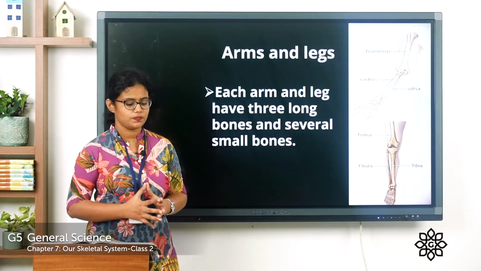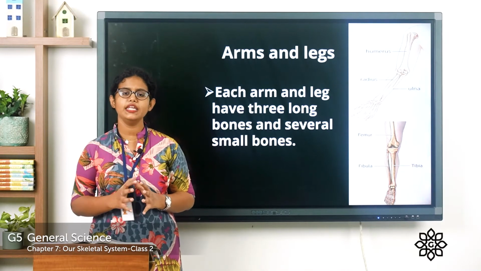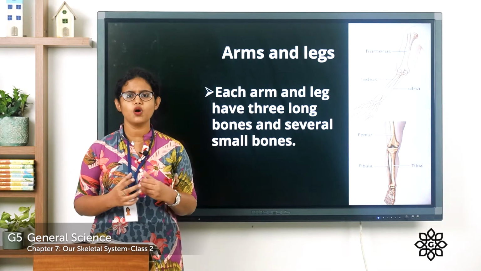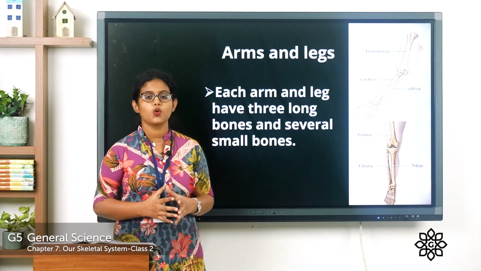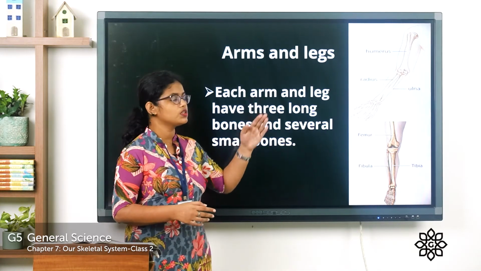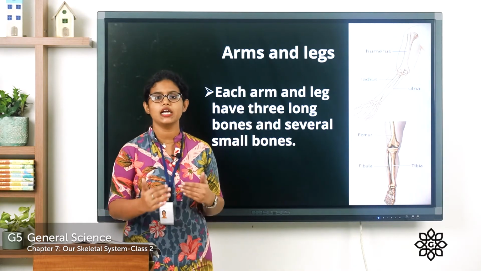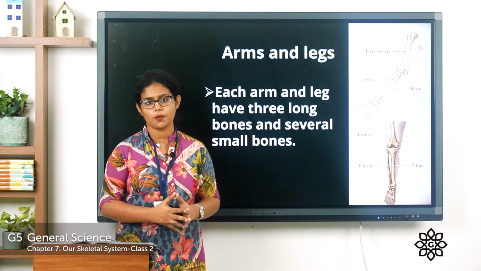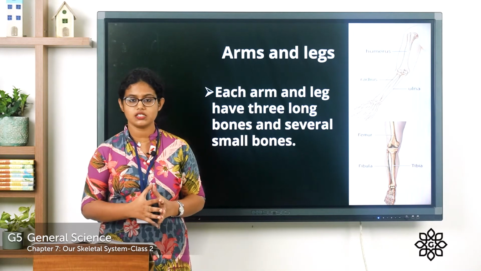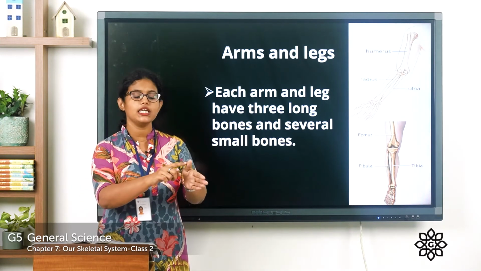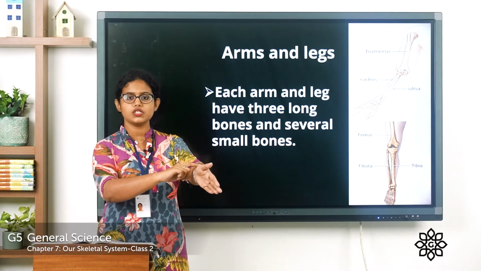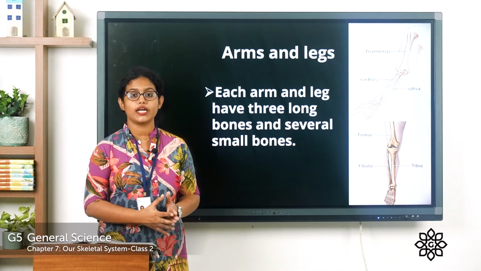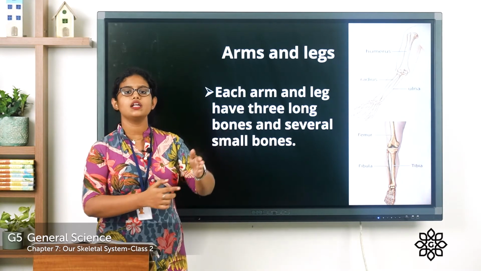Coming to the next one, arms and legs. In each of our arm and leg, we have 3 long bones and many small bones. In our arm, we have 3 long bones: the humerus, the radius and the ulna. The humerus is the longest bone in our upper arm. Then the radius is located at the thumb side of our arm. And next is the ulna, which is located at the little finger side of our arm.